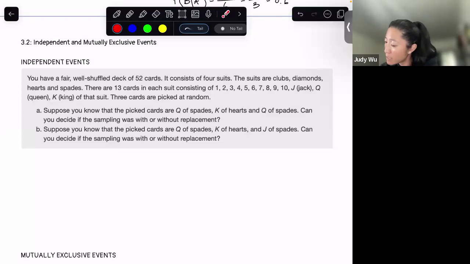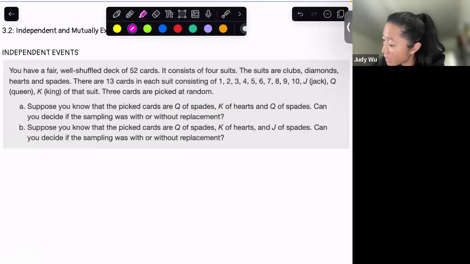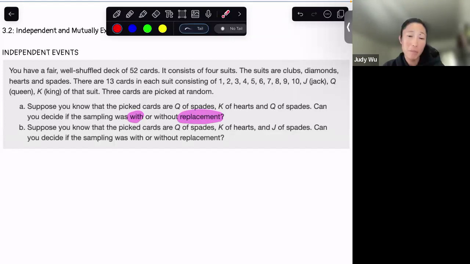Let's take a look at this again. We picked a queen of spades, then a king of hearts, and then a queen of spades. There's only one queen of spades in the deck. So if you take a queen of spades out and leave it out, you can't ever pick it again because it's not in the deck anymore. So in this case, it's with replacement, because we looked at the queen of spades, put it back in the deck, and just happened to pick it again. That's what we mean by with replacement. Without replacement means we can never pick that one again. Let's take a look at B.